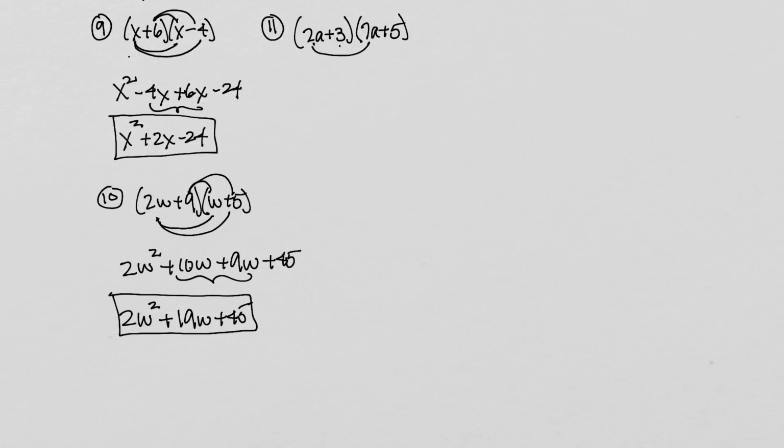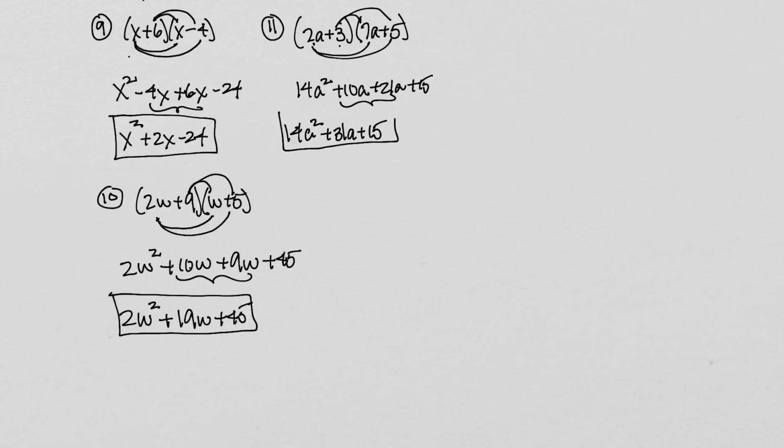So I'm getting 14a squared plus 10a plus 21a plus 15. Two middle terms will combine, so we're going to get 14a squared, 10a's and 21a's is 31a's plus 15. We get the same thing?